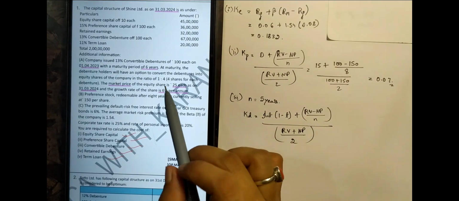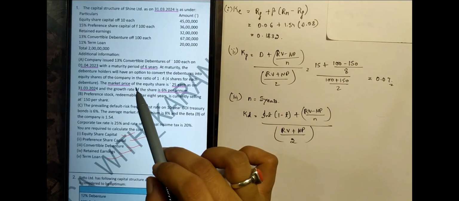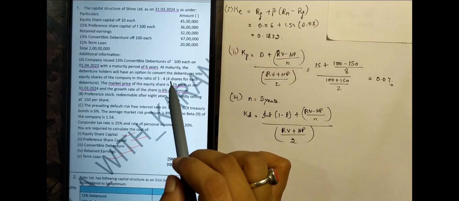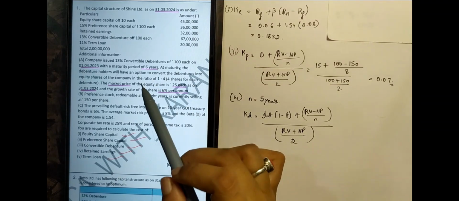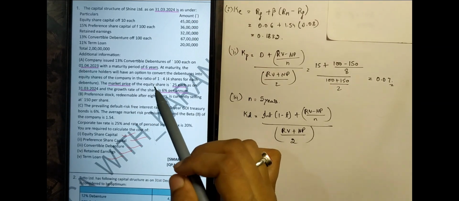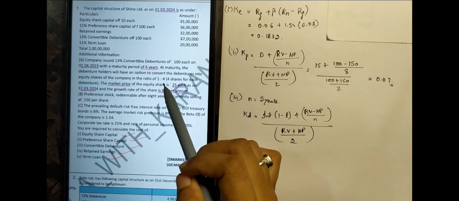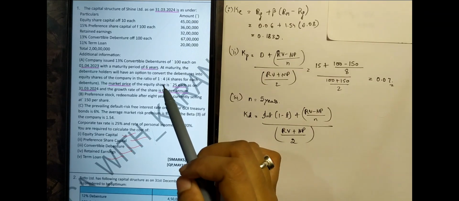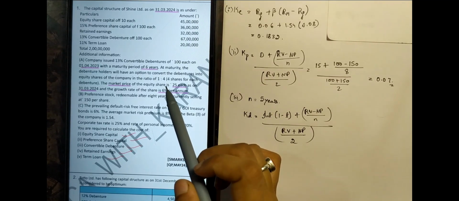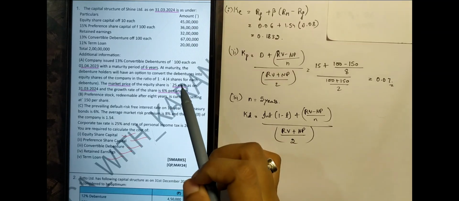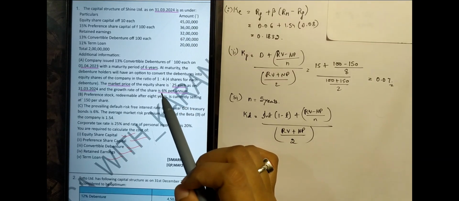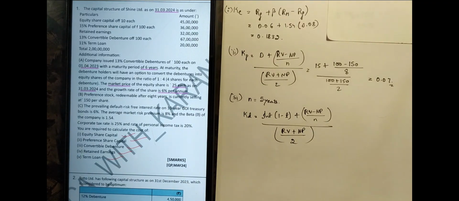So next, they have given that the debenture holders will have an option to convert debentures into equity shares of the company in the ratio of 1:4. So what is the redemption value? It is the value of equity shares into 4 shares, based on the market price of equity shares. So now we're going to calculate the redemption value of equity shares.